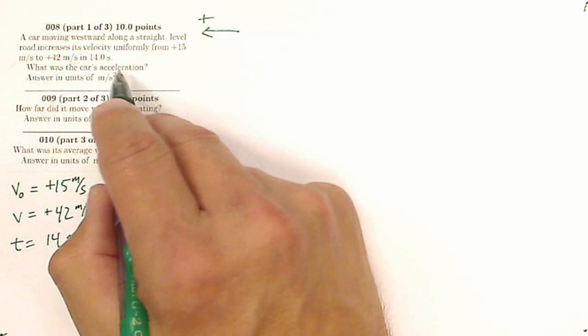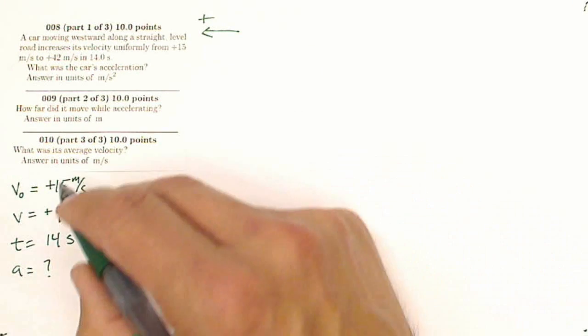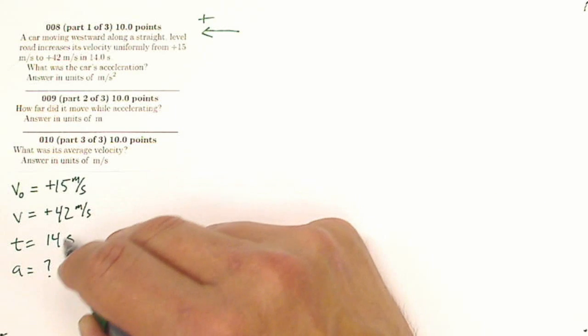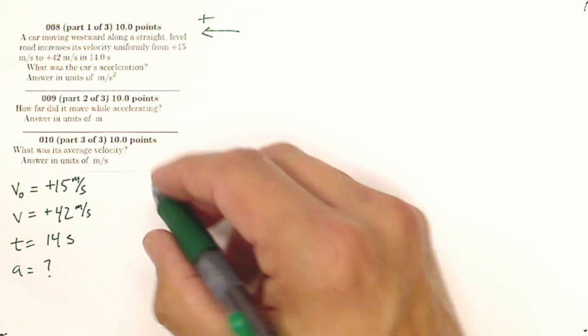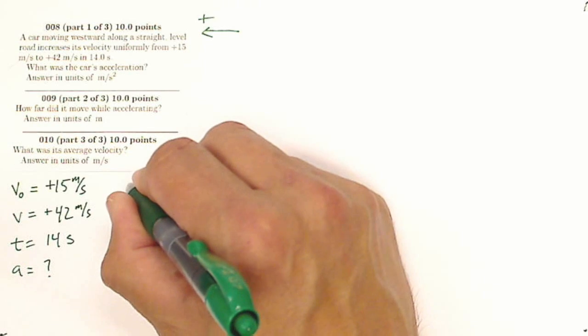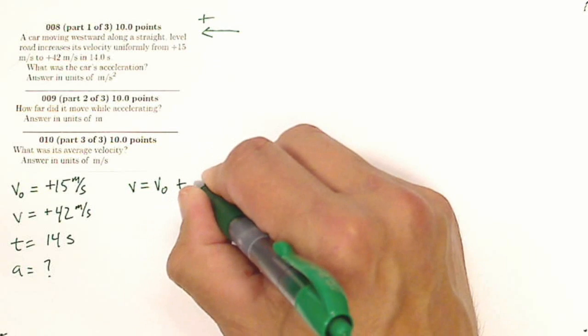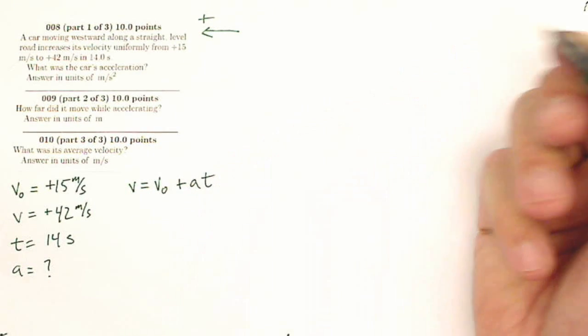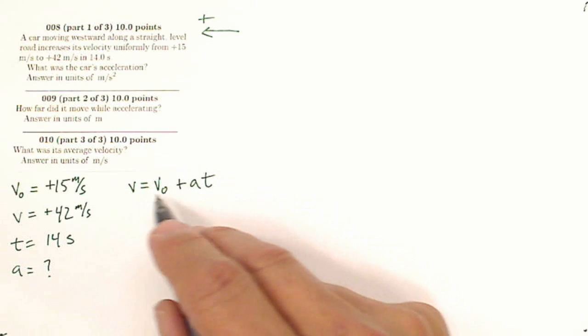It's asking what was the car's acceleration. So I'm looking for A equals question mark. Well, I have an initial velocity, a final velocity, a time. I'm looking for an acceleration. The equation that I have that relates those 4 variables is that my final velocity is my initial velocity plus my acceleration times time. And remember how we got this equation in the first place was rearranging.